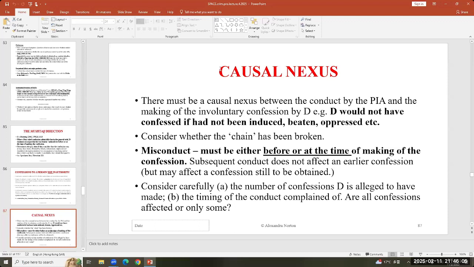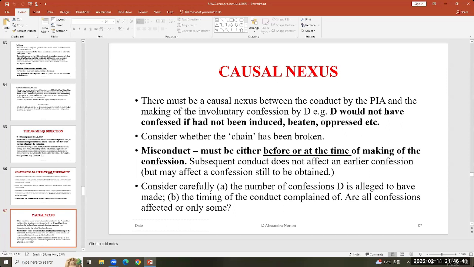Never forget the issue of causation. Causation is always really important when we're considering the admissibility of a confession, because the misconduct, the threat, the inducement, etc., has to have caused the defendant to confess. And if too much time has passed between the misconduct and the confession, if the misconduct is after the confession, if the confession is given to someone completely different from the person who beat up the defendant, then the chain of causation may be broken.